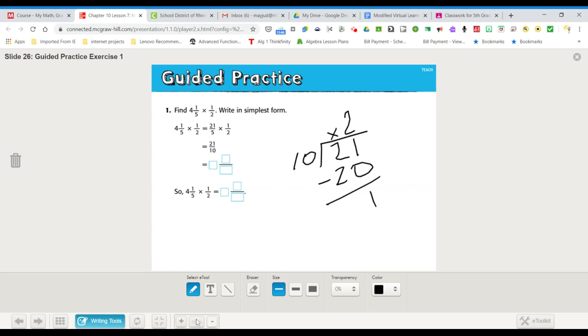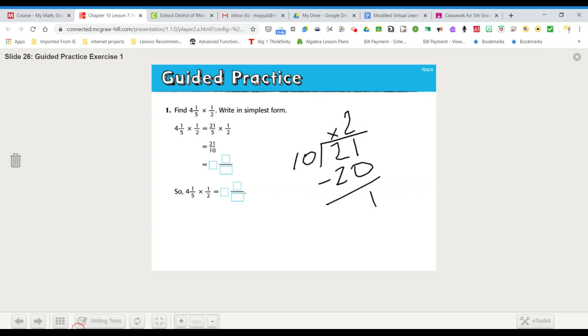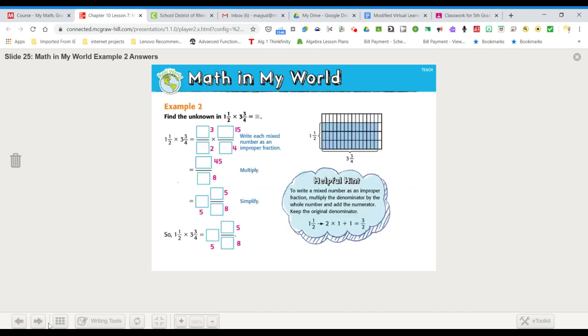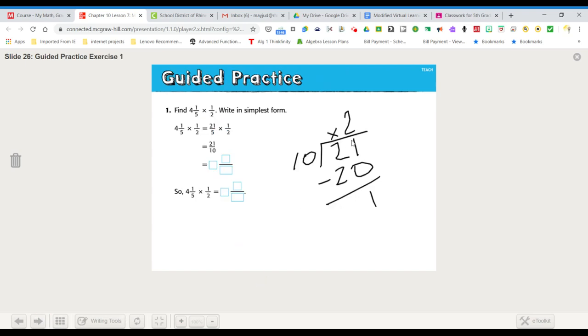So I want you to see when I click this where that 2 1/10 comes from. 2 1/10 is right here. Oops, sorry, went back one too many. So here's the 2, here's the 1, here's the 10. So I hit it forward again. 2 1/10. So 4 1/5 times 1/2 is 2 1/10.